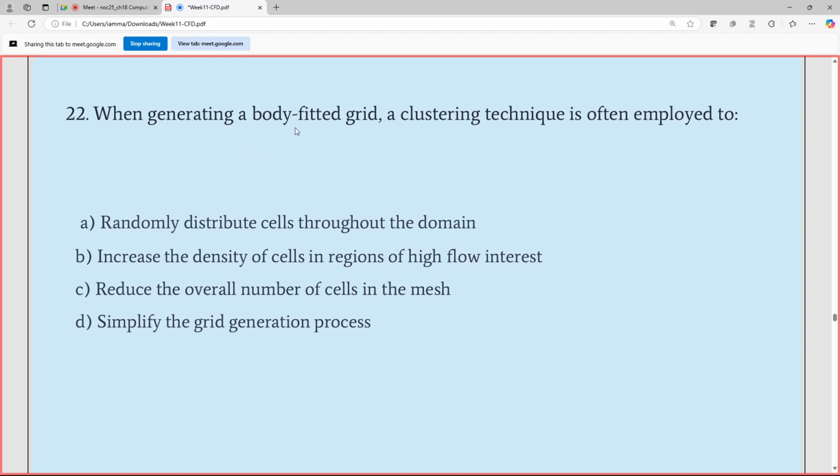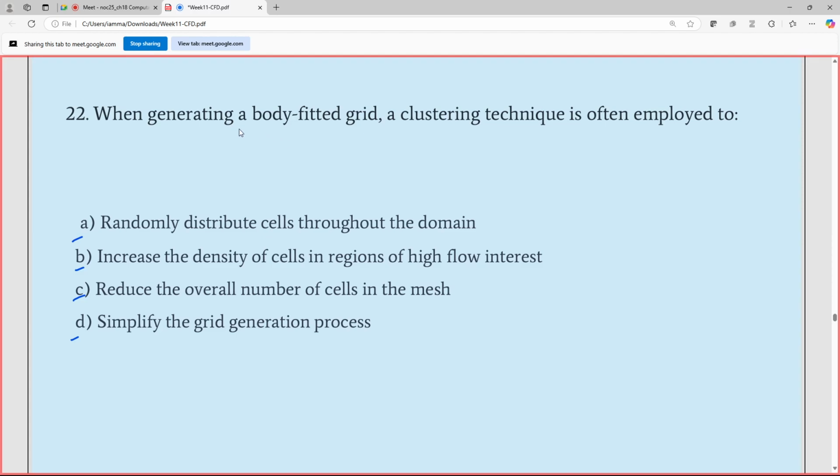When generating a body fitted grid, a clustering technique is often employed to which of the following? Options are option A, randomly distribute cells throughout the domain. Option B, increase the density of cells in region of high flow interest. Option C, reduce the overall number of cells in a mesh. Option D, simplify the grid generation process.